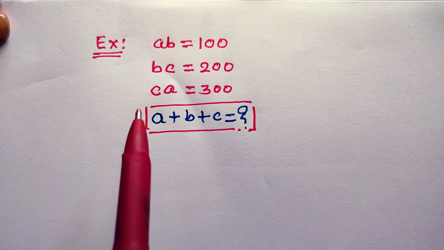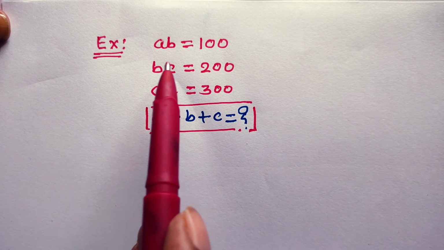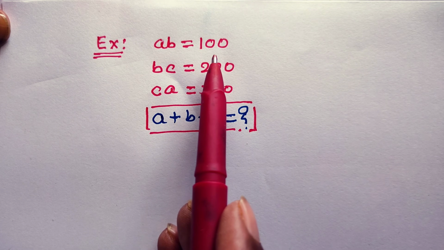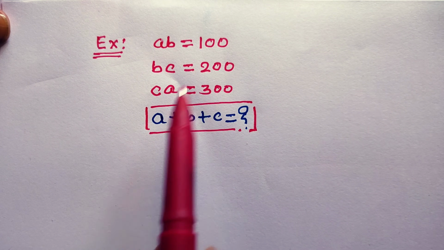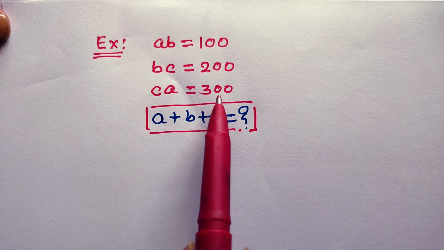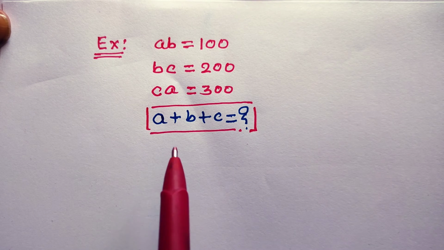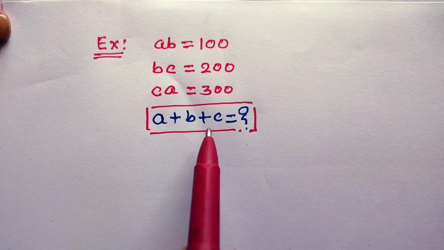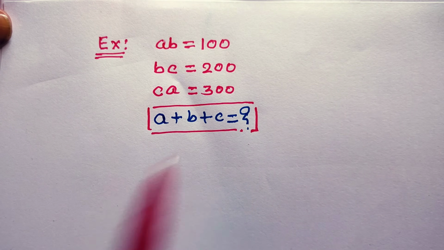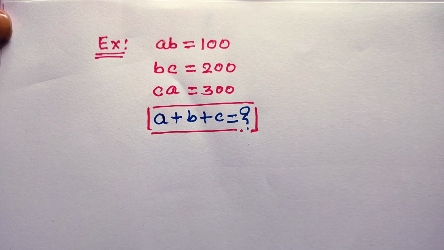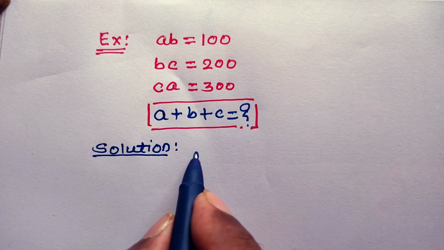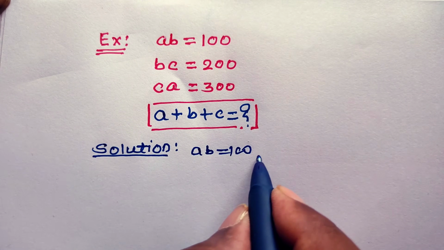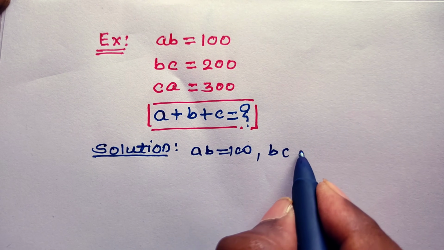Hello friends, we have to solve this sum where AB is equal to 100 is given, BC is equal to 200 is given, and CA is equal to 300 is given. And here we have to find out A plus B plus C, its value. So solution for this, AB is equal to 100 and BC is equal to 200.